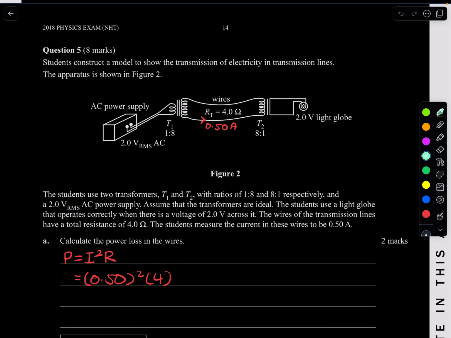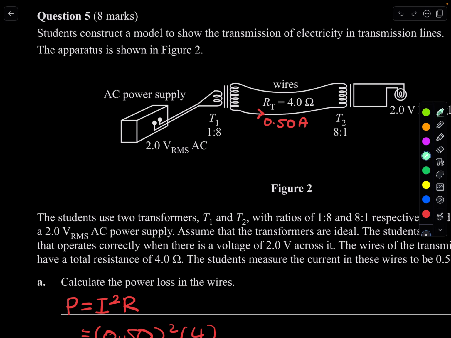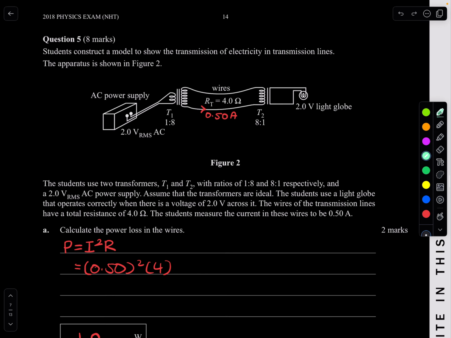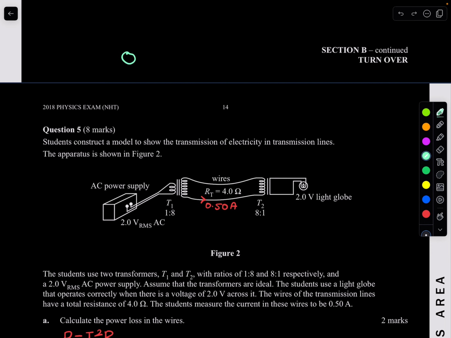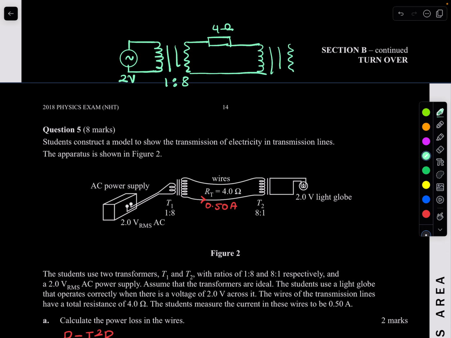We have to start from the beginning actually. Let me draw a nice and simpler model. Imagine this is your AC that's creating your 2 volts RMS, and the wires are going into a transformer. This is your first transformer, T1, and it has a 1:8 ratio. Then we have a resistor, that's your wires, and that has 4 ohms of resistance. As it passes, we have another transformer, T2, which is an 8:1 ratio, and it passes through our light globe. We know the current running through these wires is 0.5 amps from the question.